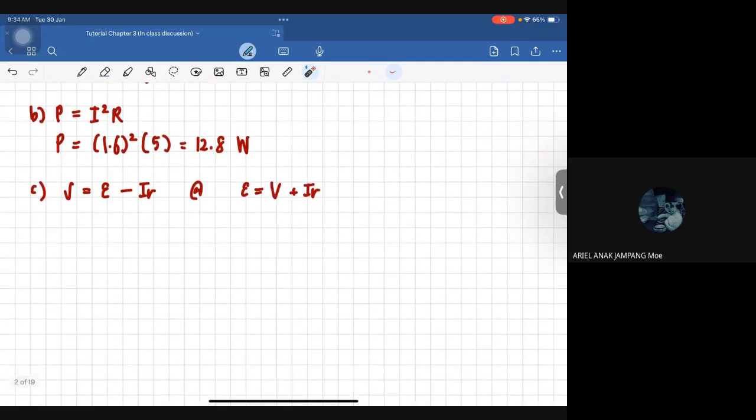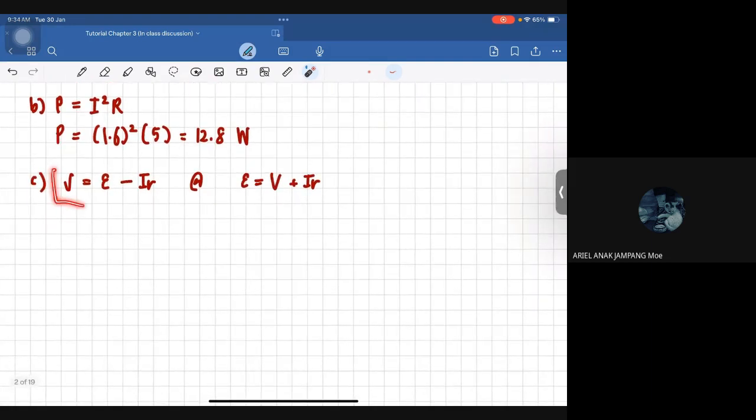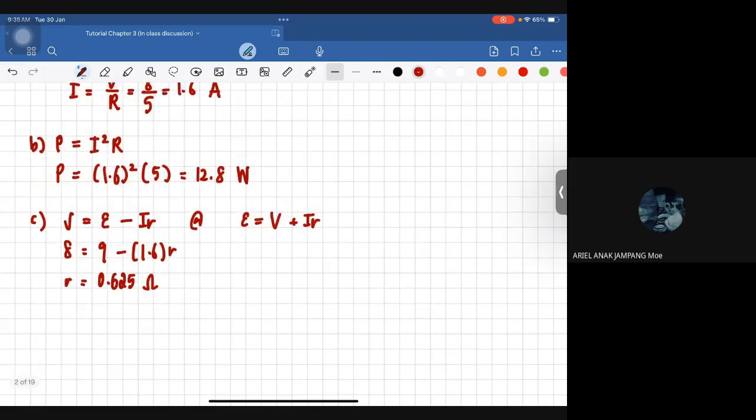Tapi dalam formula sheet, the only one that is given is V. Yang ini kamu tidak kena bagi sebab kamu boleh rearrange sendiri. Okay, so from here, kita cari r. Kamu substitute je. Sini 8.9, yang ini 1.6 r. So kalau kamu rearrange, kamu akan dapat the internal resistance to be equal to 0.625 ohm. Okay. Bolehkah?